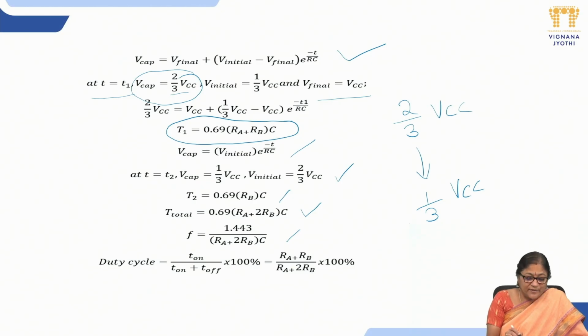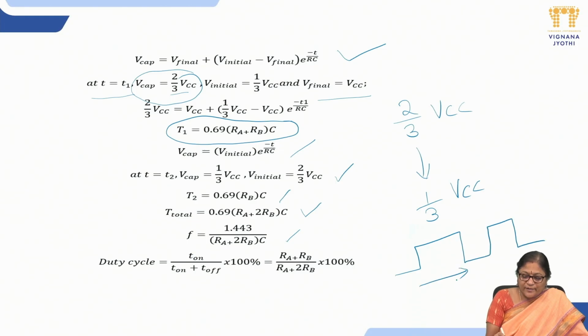It has another parameter known as duty cycle. How much time it is in the on mode, that is, the output is high. So it is T on divided by T on plus T off into 100%. So if you substitute these values in the above equations, the duty cycle is (RA plus RB) by (RA plus 2 RB) into 100%. That is how much time it should be in on mode and off mode.